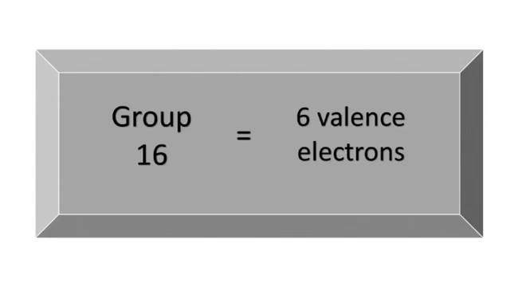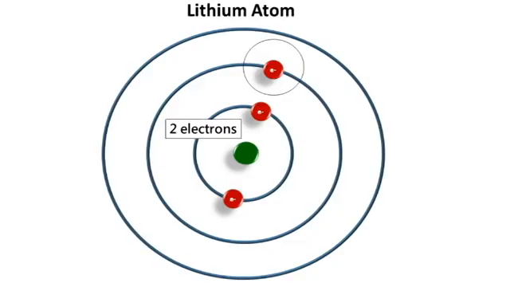Another example is an element that is in group 16 of the periodic table. It will have 6 valence electrons. Elements in the same column as group 16 will also have 6 valence electrons. This is a general way to figure out the number of valence electrons for an element.